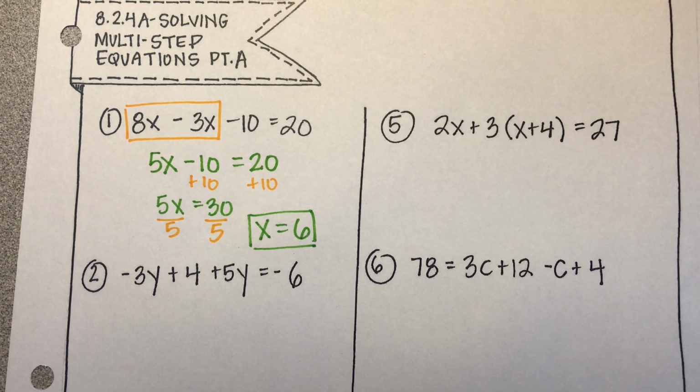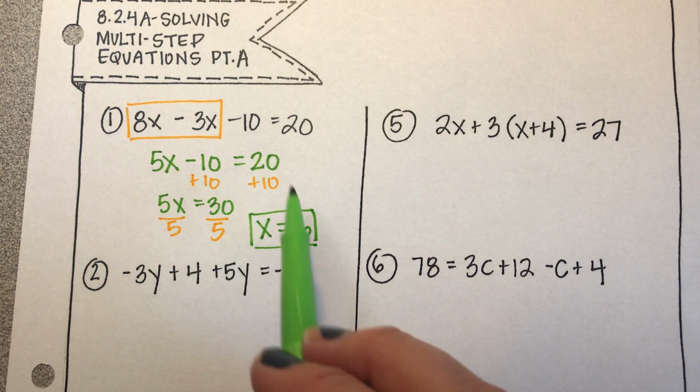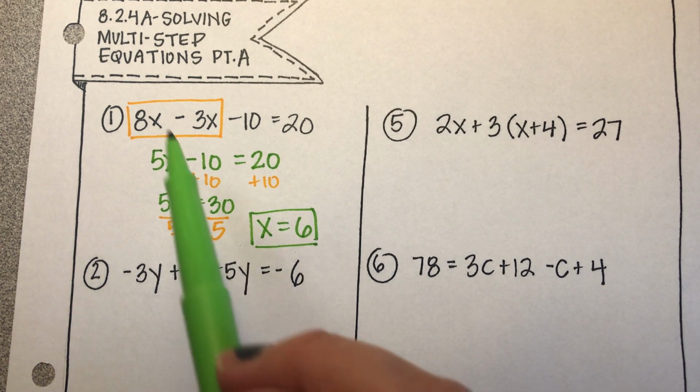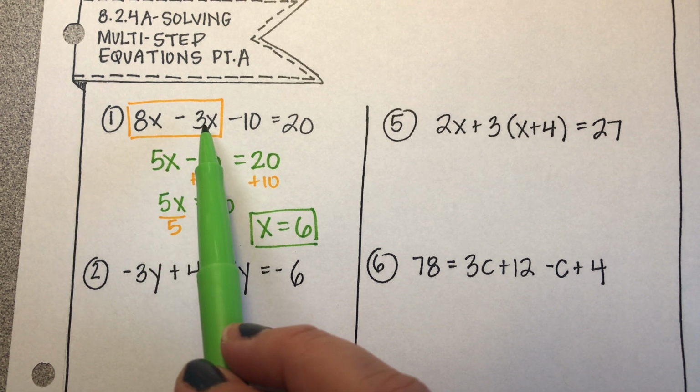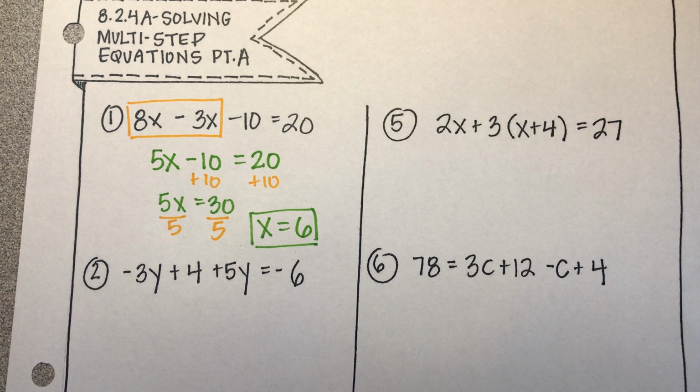Okay, and let's look at it. If I put a 6 in here, that's 30 minus 10 is 20. So I know I got it right. Okay, I could even put the 6 up here. 48 minus 18 is 30. 30 minus 10 is 20. That's why equations are the coolest ever, because you can check.